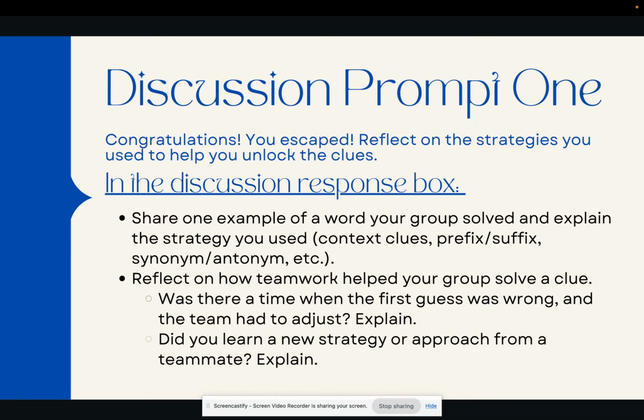Discussion Prompt 1. This is for our escape room debrief. In Discussion 1, tell us about one word your group solved. Name the strategy you used, like context clues, prefixes and suffixes, or synonyms and antonyms. Explain how your teamwork helped, and describe a time when your first guess was off, but you adjusted. If a teammate taught you a new approach, share that too.